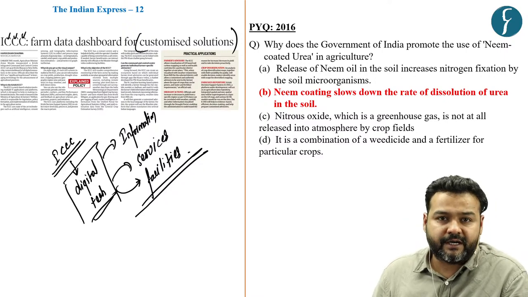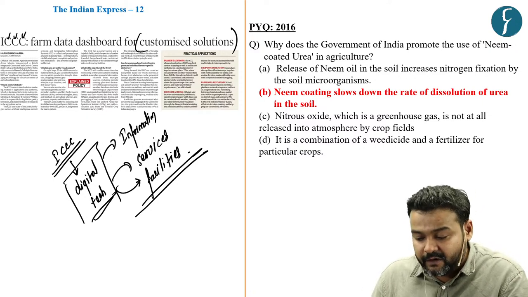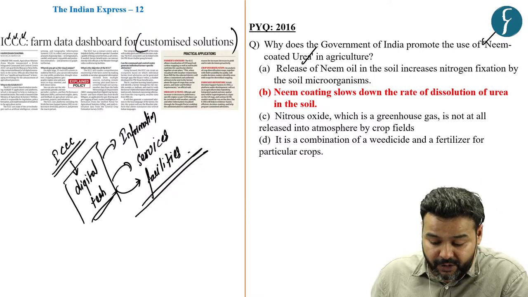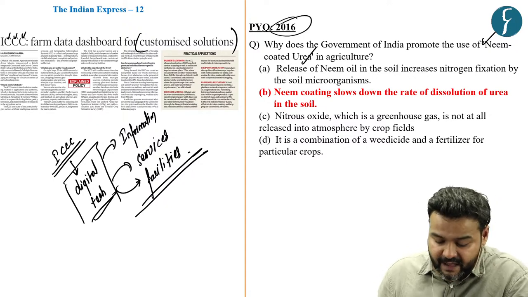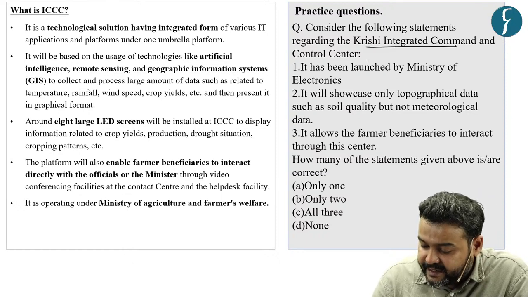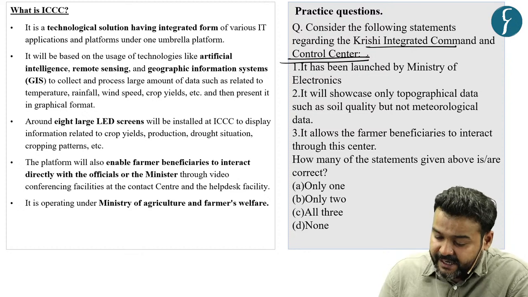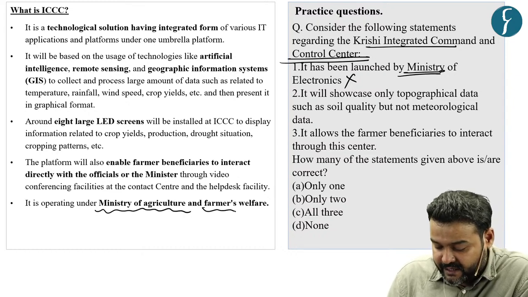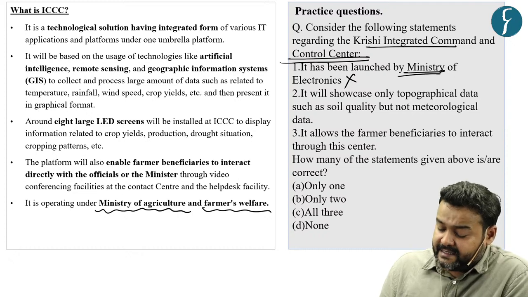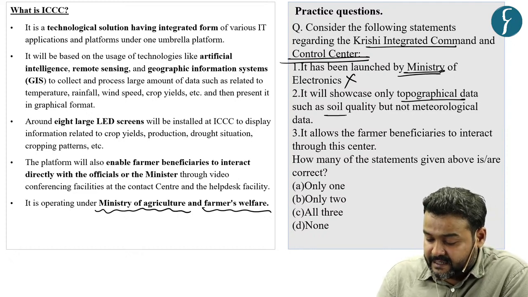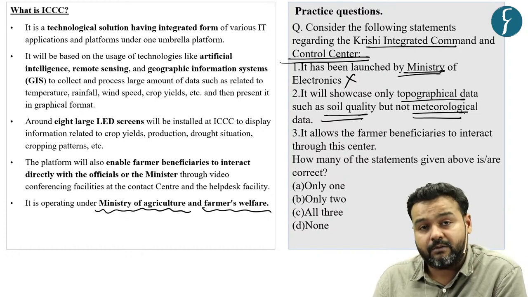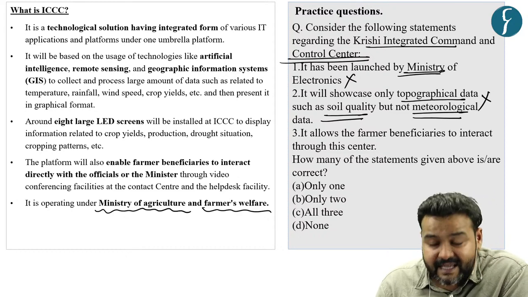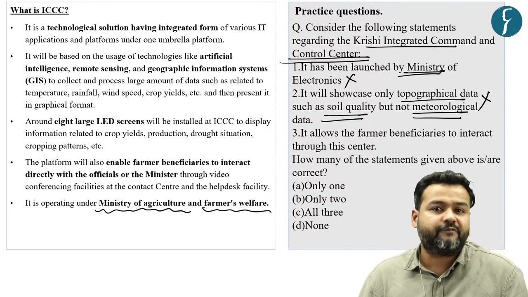Any new initiative or development related to the agricultural field is important from the perspective of the UPSC examination. As you can see here, they have asked a question based on neem coated urea in 2016, so we have taken up a question based on the Krishi Integrated Command and Control Center. Now the first statement says it has been launched by the Ministry of Electronics. This is wrong, because this has been launched by the Ministry of Agriculture and Farmers Welfare. It says that it will showcase only topographical data such as soil quality but not meteorological data. Now I would like to tell you that this statement is incorrect, because it is an umbrella scheme that will show a range of data to the farmers.